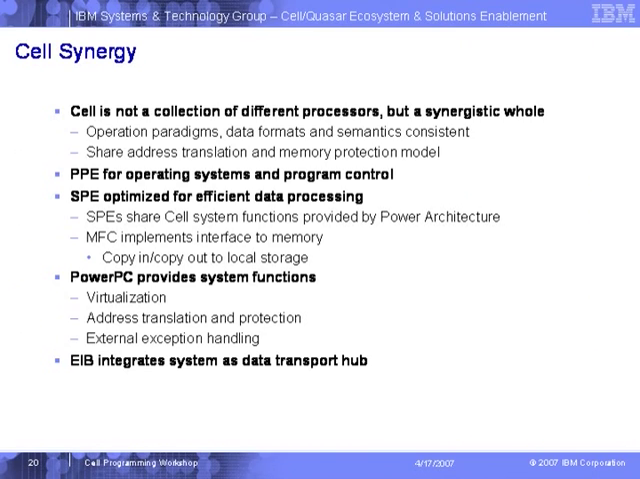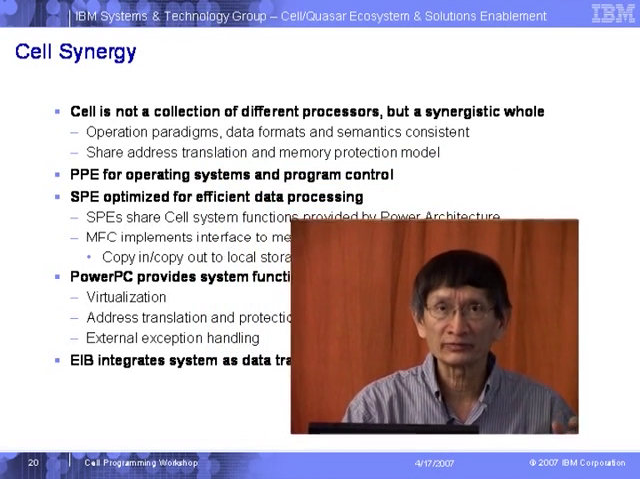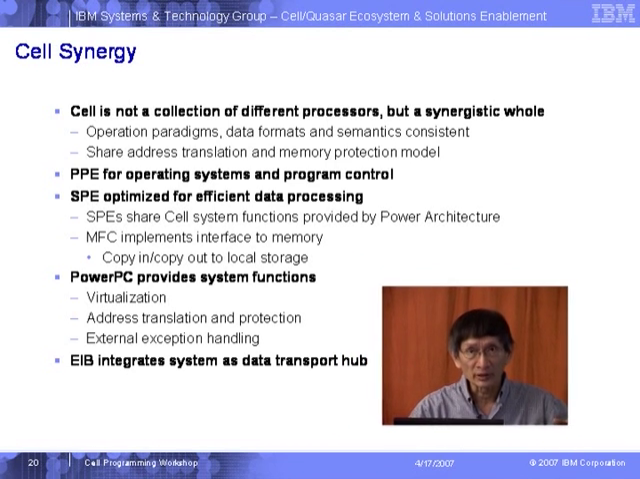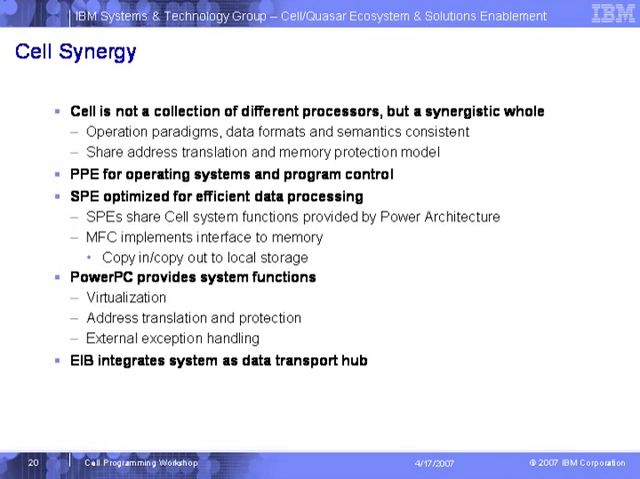Synergy. Cell is not a single processor. This is a non-homogeneous multi-core system, and each of them performs a very specific function. The operating system running on this one is Linux, a different version of Linux distro, Fedora Core 5. We also saw on this one over here that I run Yellow Dog. I can also run Debian, I can run Ubuntu, so far any Linux version.